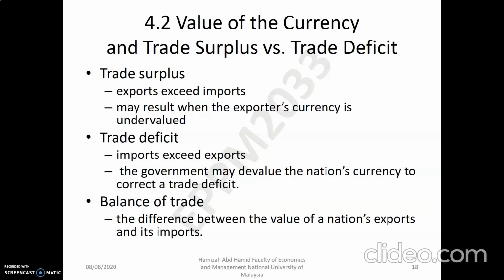Here, balance of trade, in continuation of what we have just discussed. Trade surplus is when exports exceed imports. There are more exports than imports. This can result when the exporter's currency is undervalued. Trade deficit is when imports exceed exports. The government intervention may come into play here. The government may devalue the nation's currency to correct a trade deficit. Trade deficit is something that governments usually try to avoid. Balance of trade, on the other hand, is the difference between the value of a nation's exports and its imports. Balance of trade can mean surplus or deficit.